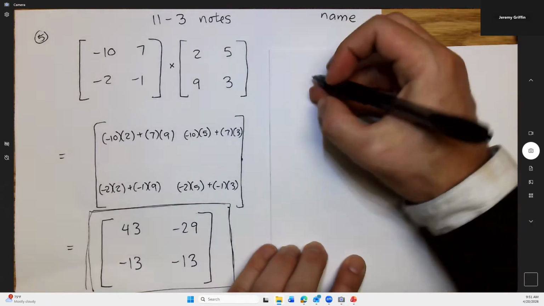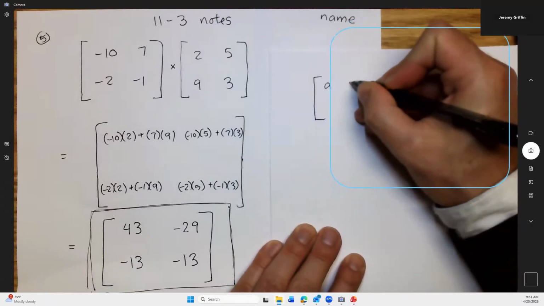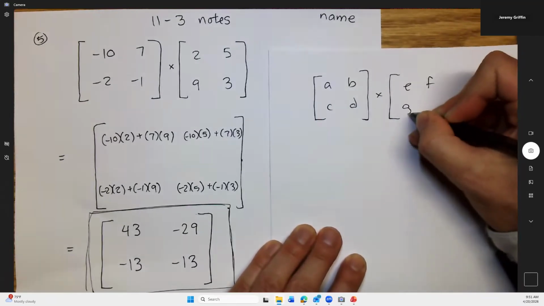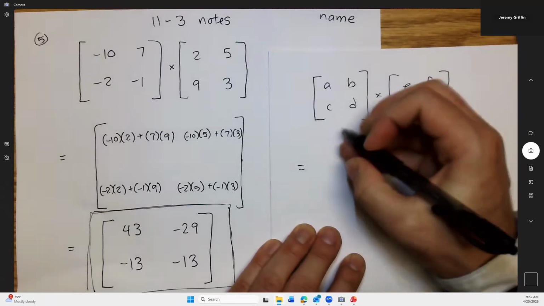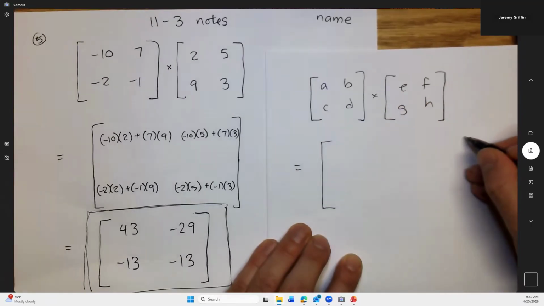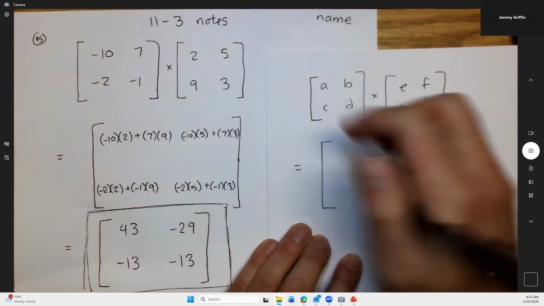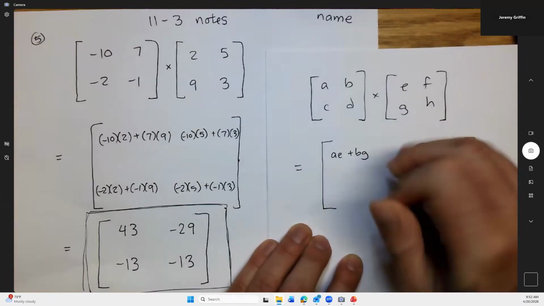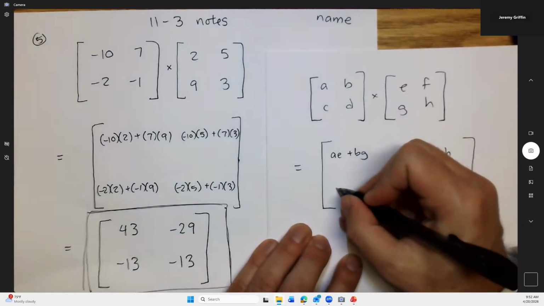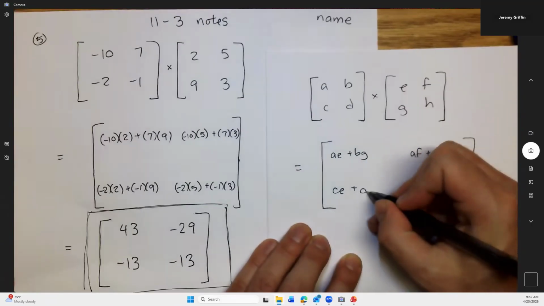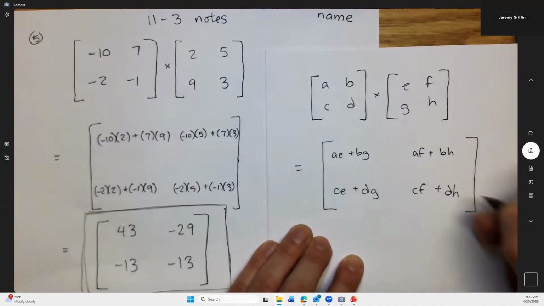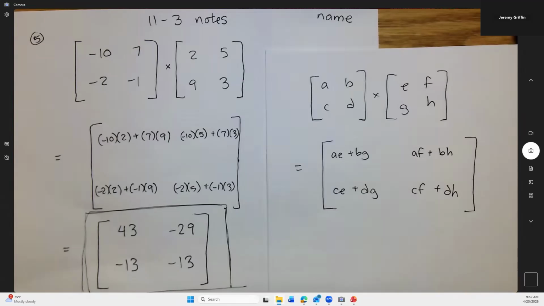I'll show you guys a really generic version of a 2x2 times a 2x2. You would have A, B, C, D, and I'm cross multiplying E, F, G, H, or something like that. This is the same thing we just did. This is if you need extra notes or if you want to see this really generally written out. Instead of being A, E, B, G, I got A, F, B, H. I got C, E, D, G. And then finally C, F, D, H. Same thing.